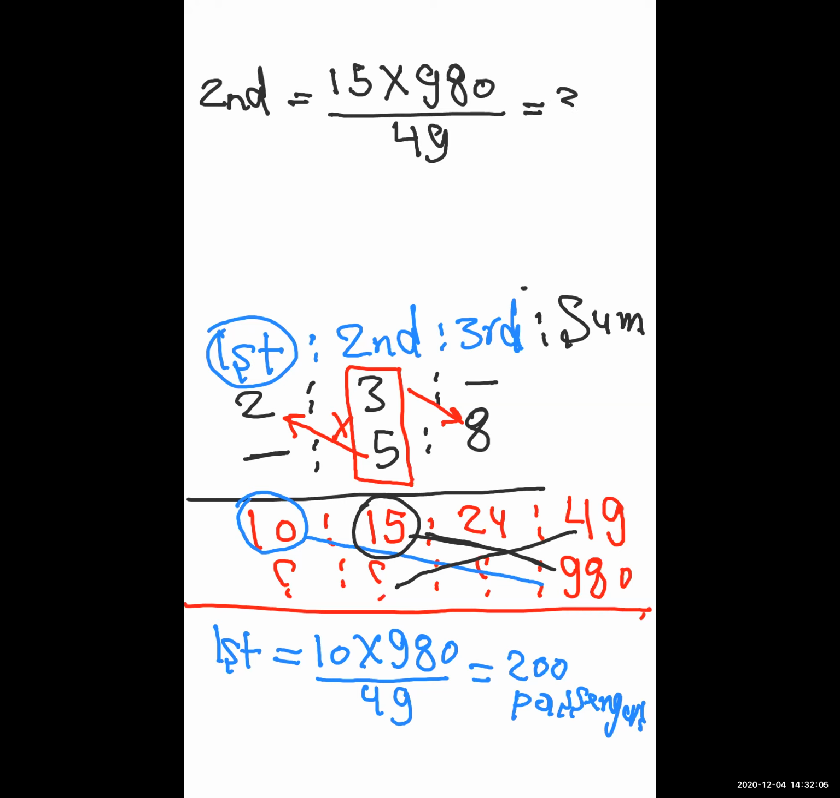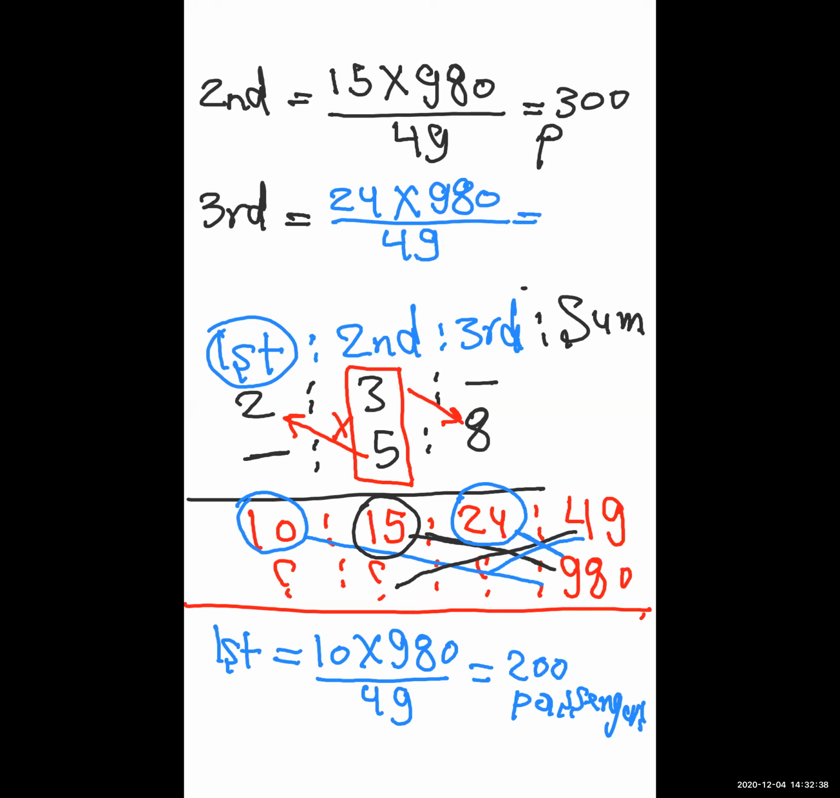So in this case, it will equal 300 passengers. Okay, the third class, what will be the ratio for the third class? Actually, guys, it's 24. Third, cross multiplication: 24 times 980 divided by 49. The same steps, nothing different, guys. 24 times 980 divided by 49, so it will equal 480 passengers.